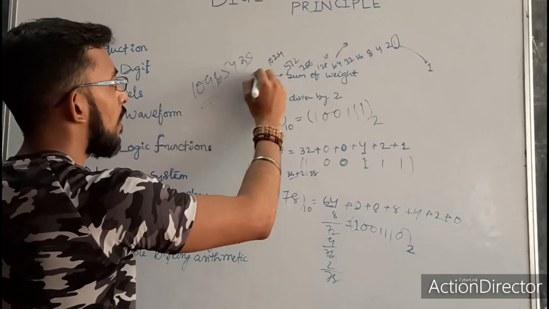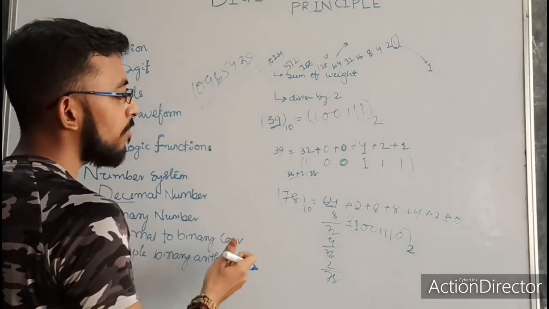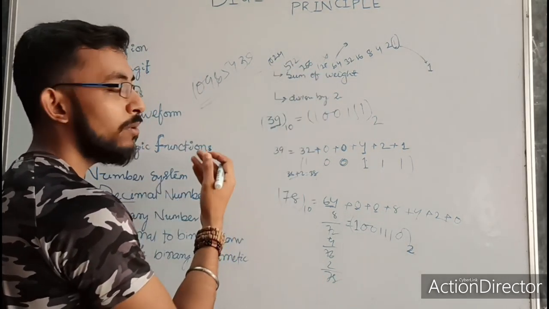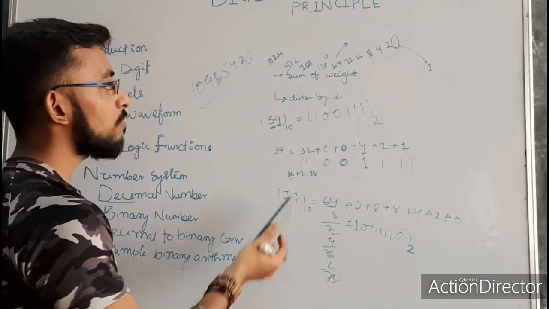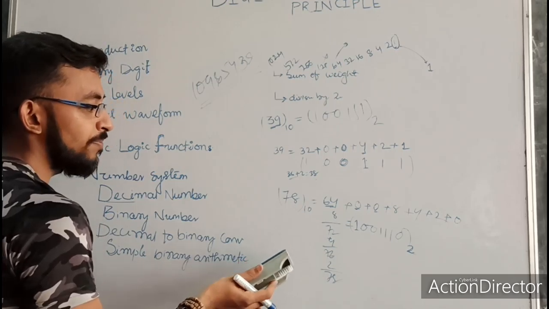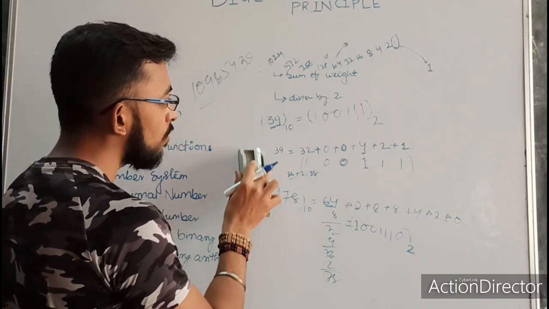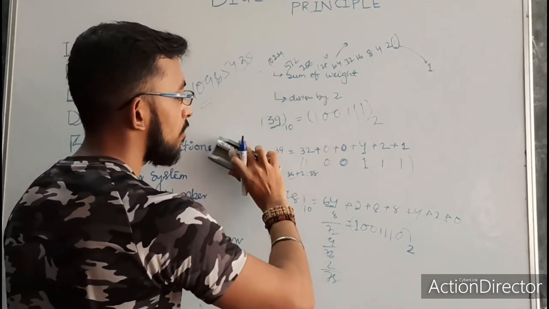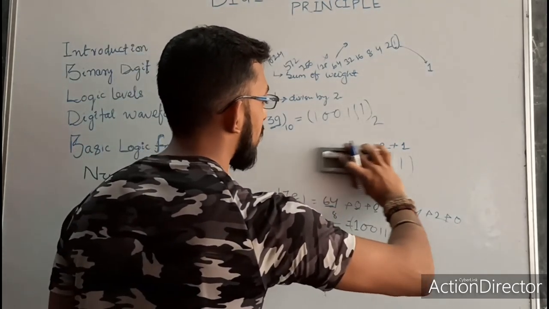1, 0, 9, 6, 5, 4, 3, 8. Suppose a lengthy number like this is given. Can I write this number using the weights? I can, but it will take much more time. So that's why the second method that we are going to use is the division by 2 method. We will use these two problems to solve by division by 2, and we will check whether our answer is coming correct or not.